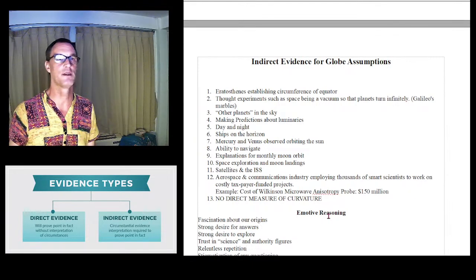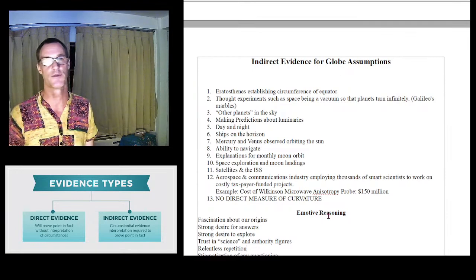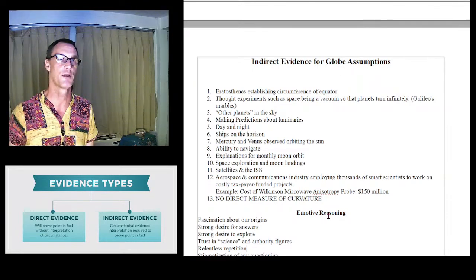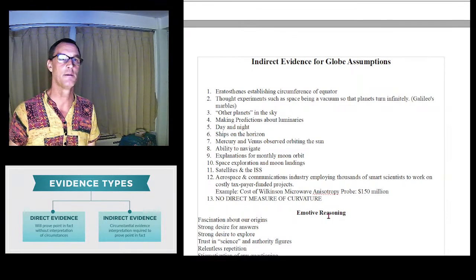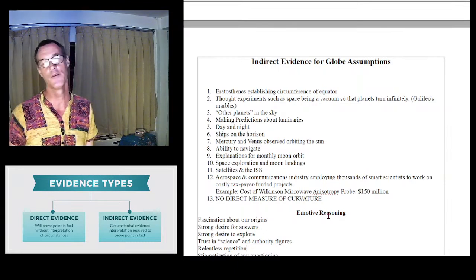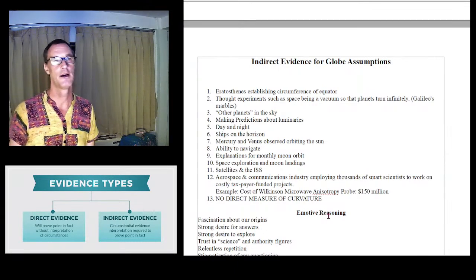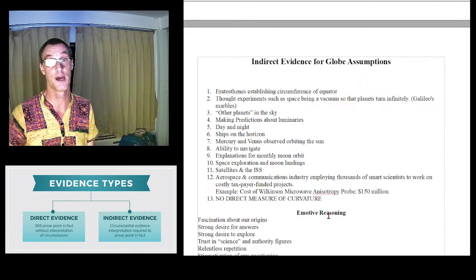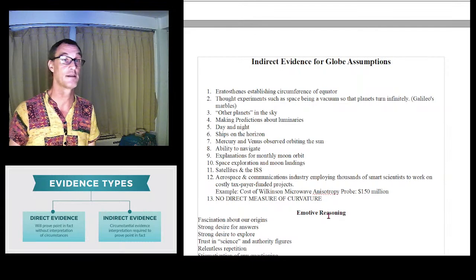7, Mercury and Venus observed orbiting the sun. Maybe that was one of those early observations. I'm not sure exactly why I put that in there. 8, the ability to navigate. Okay, they've known for thousands of years that it's a globe. Well, where are these globes of the old world? There aren't any, really.